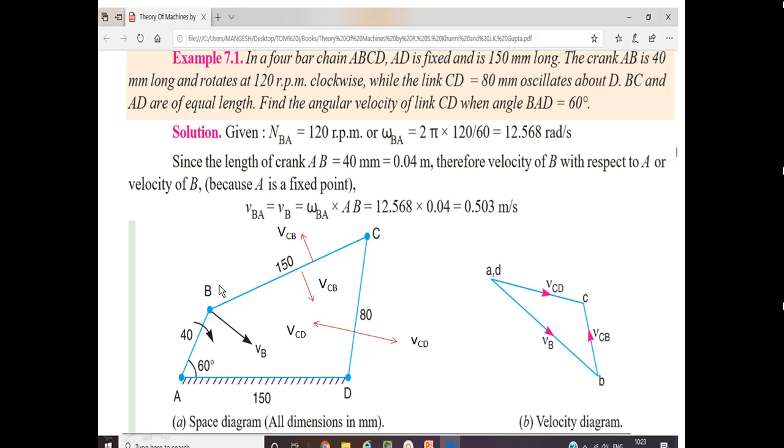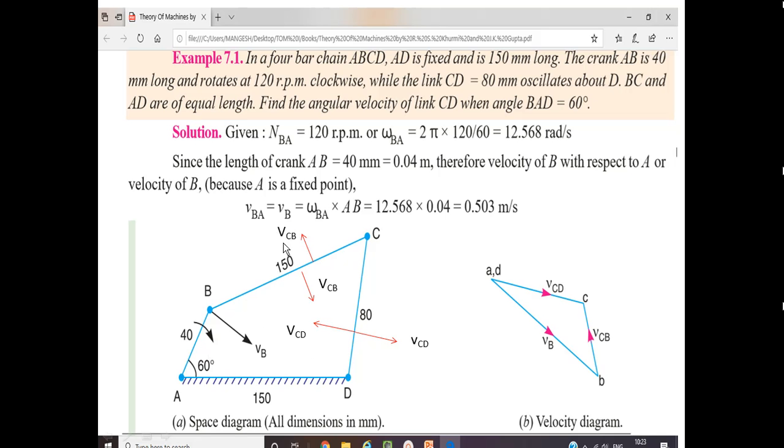Now, velocity of C related to B is perpendicular to link BC. Similarly, velocity of C related to D is perpendicular to link CD. Now what am I going to do? I will draw one vector from B which will be perpendicular to the link BC. I know the direction, but I don't know the magnitude. What is the velocity of C related to B? I don't know; it is to be found out on the basis of the relative velocity method. But we know the direction from the given space diagram.